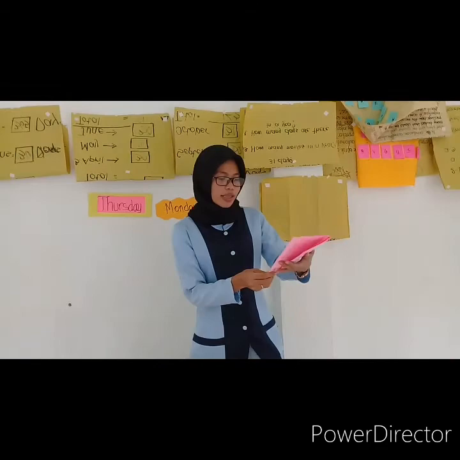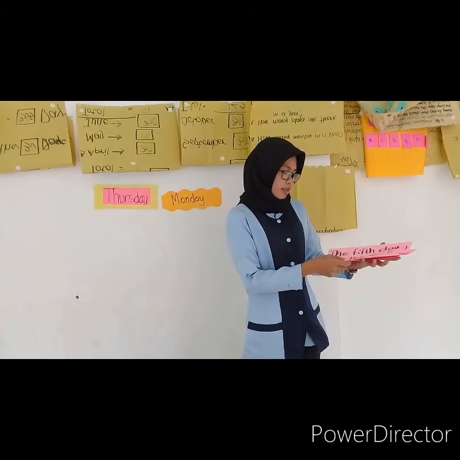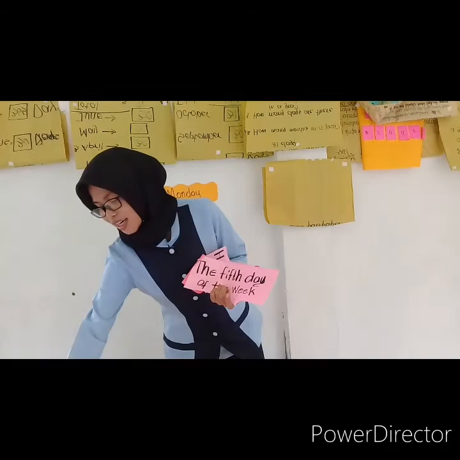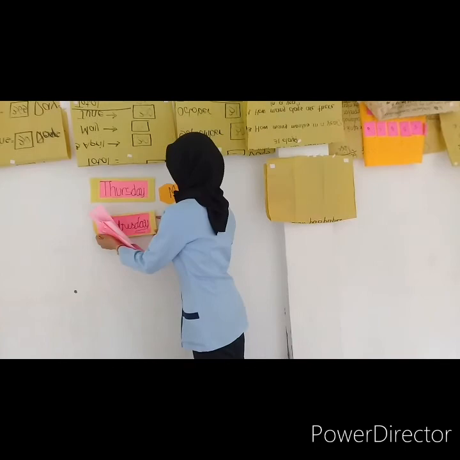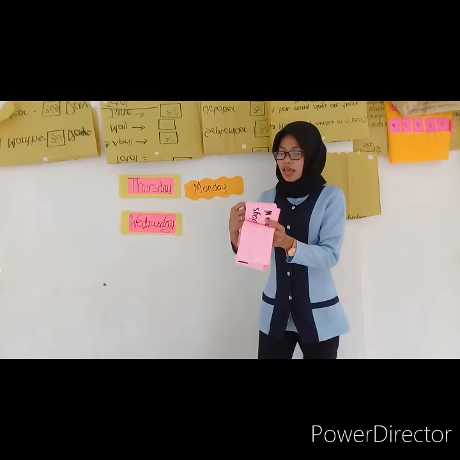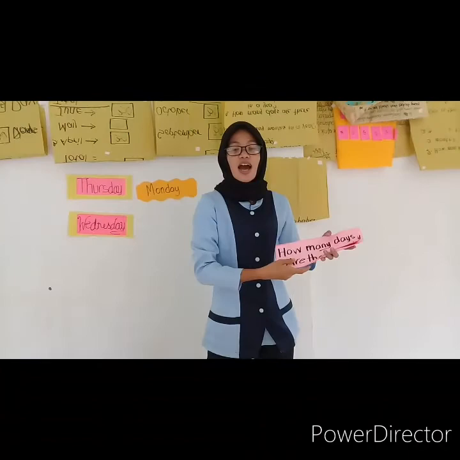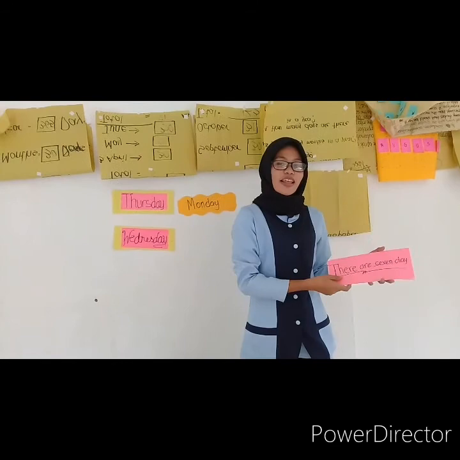So, how about the fourth day of the week? The fourth day of the week is Wednesday. Very good. The fourth day of the week is Wednesday. So, how many days are there in a week? There are 7 days. Very good.